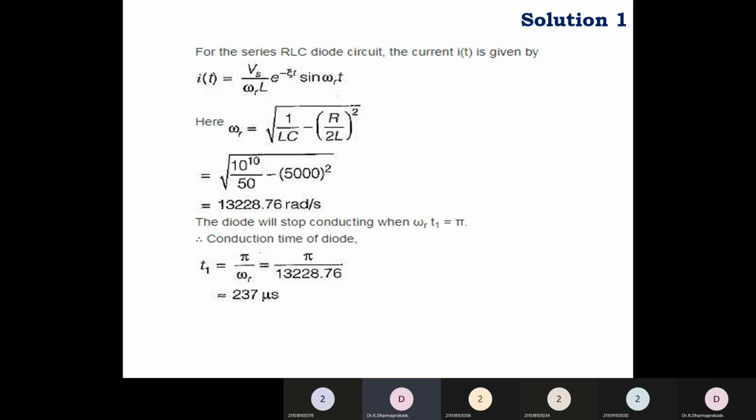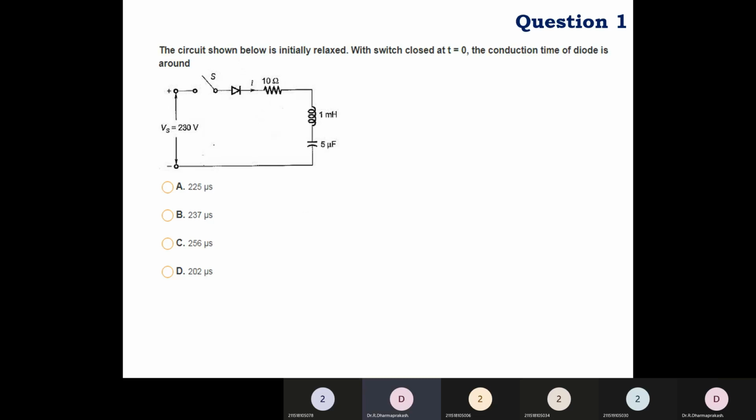So first we have to know the value of omega r, then only you can find the value of t. To find the value of omega r, we have the expression omega r is equal to square root of 1 by LC minus R by 2L the whole square. This expression you already know. In this you have to substitute the RLC values, which are given in the diagram: 5 microfarads is the capacitor value, 10 ohms is the resistance value, and 1 millihenry is the inductance value. So we are using these values in this expression.